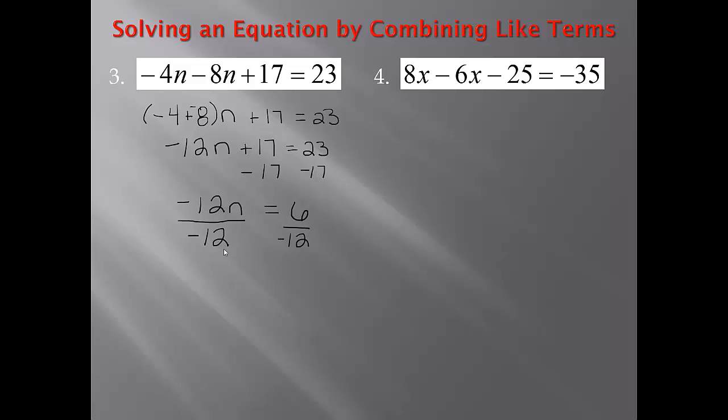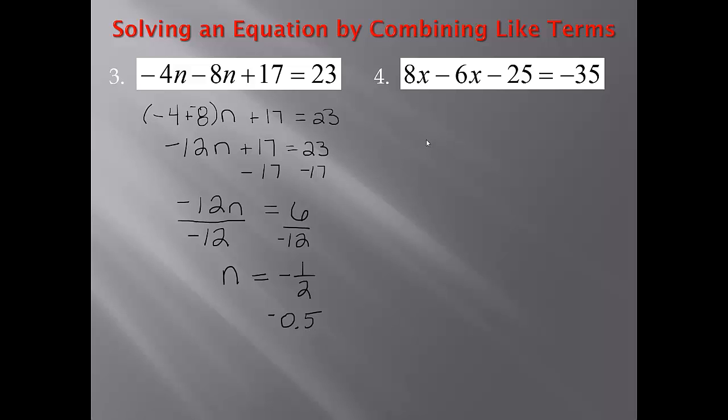Negative 12 divided by negative 12 is 1, so I have n equals, and 6 divided by negative 12. I could do this in a couple of ways. I could just simplify it as a fraction. So 6/12 would be 1/2. So 6 over negative 12 would be negative 1/2. I could also have this as negative 0.5, which would be negative 5/10.